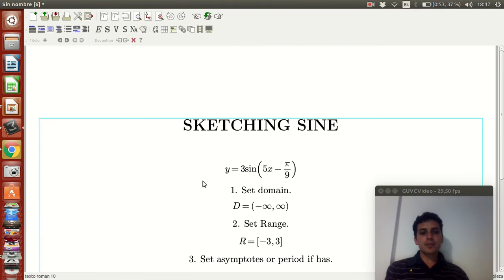Now, you set the domain. Use the argument to set the domain. The domain of sine of x is from negative infinity to positive infinity with no asymptotes at all. So as we don't have asymptotes, the domain will be the same as the main function, negative infinity to positive infinity. The range of sine of x is from negative 1 to positive 1. But here we're multiplying by 3, so obviously y will change to negative 3 to positive 3.